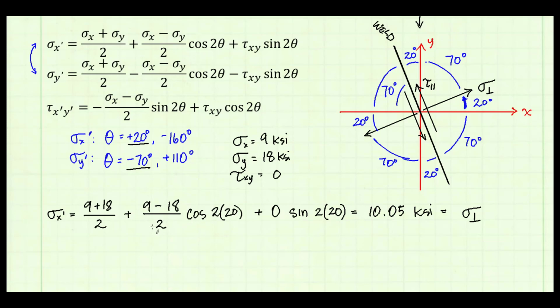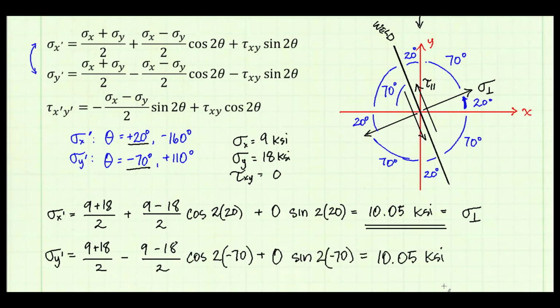Notice that makes the second term in the equation be the cosine of 2 times 20, or the cosine of 40 degrees. The same is true with the third term, except it's the sine of 40 degrees. I get that the normal stress is 10.05 ksi. That's our normal stress perpendicular to the weld.